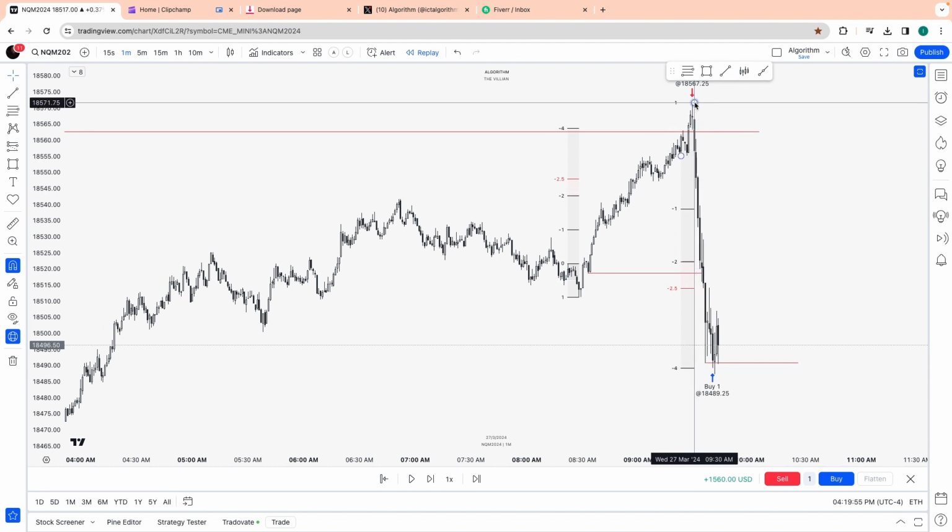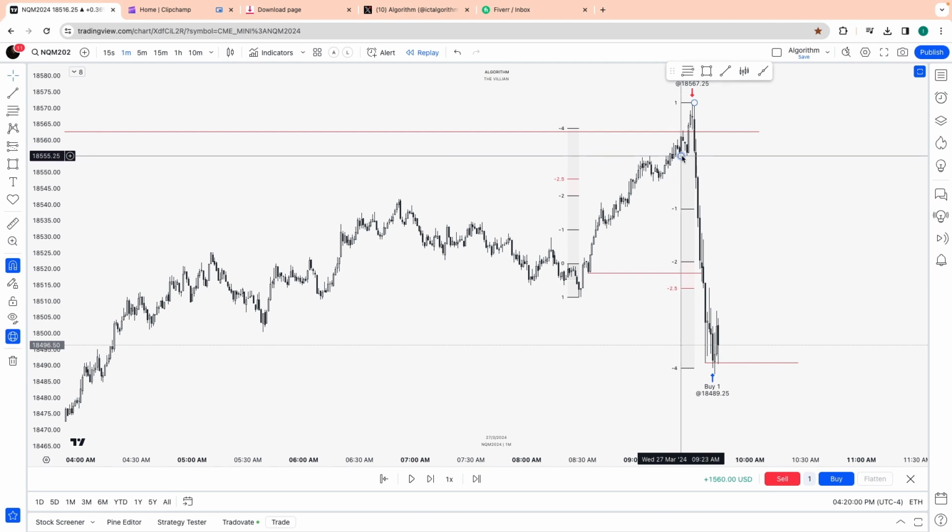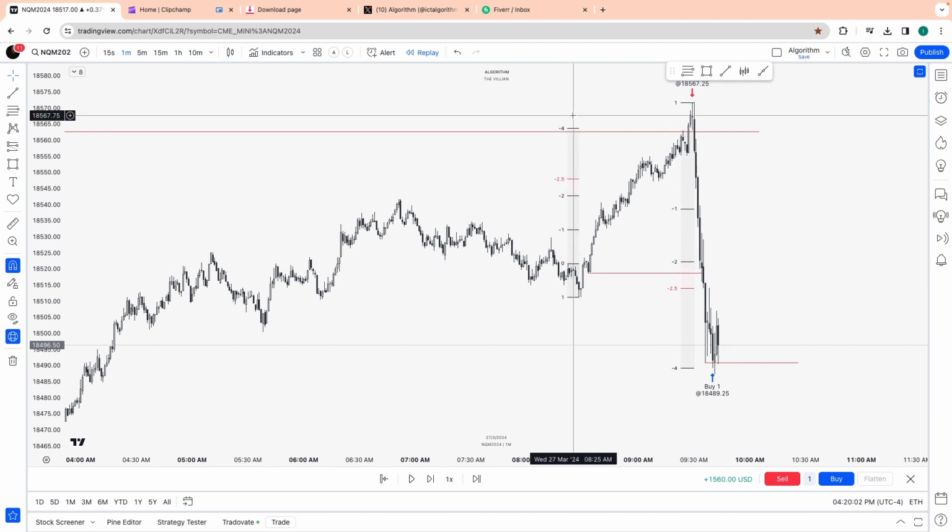Once again, we anchor our Fibonacci from the long-term high or long-term low to the intermediate-term low or intermediate-term high. As you can see, on both sides it works.